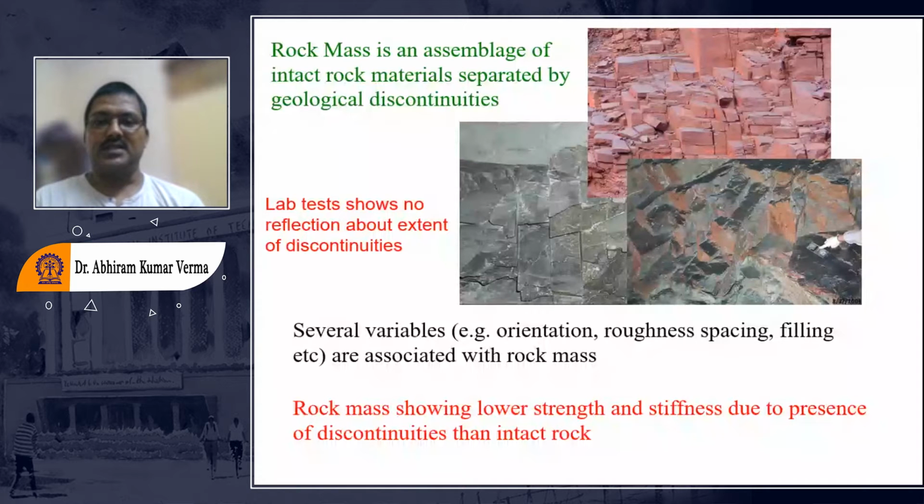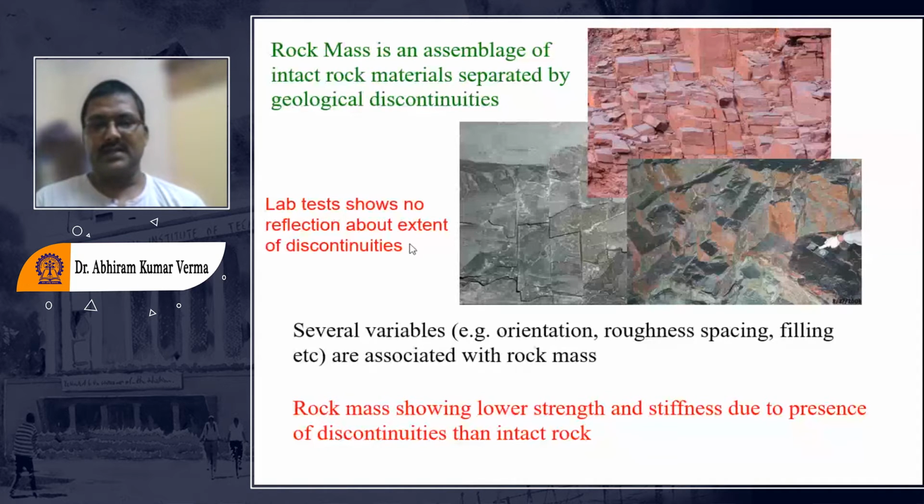So these discontinuities, we have to see how they are going to affect the stability of the rock mass. So here you will see the rock mass is an assemblage of intact rock material separated by geological discontinuity. Here you will see the intact rock is there and there are some discontinuities. Okay, and you can see this is open, it is not closed. So this joint is open. So this is a type of joint which is called the open joint, right?